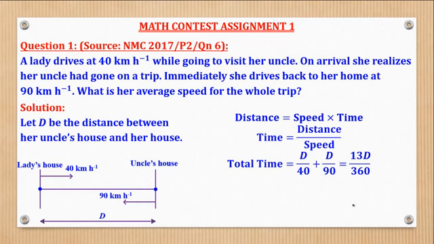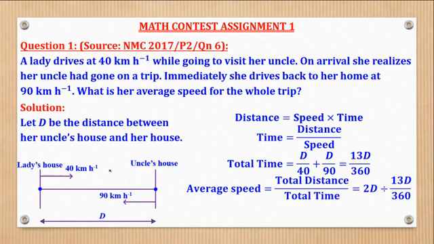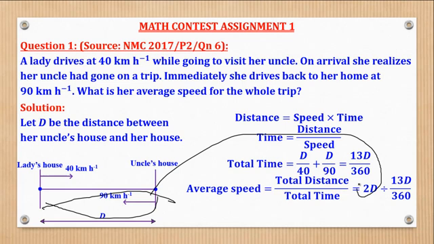So that is total time, but remember, average speed is total distance over total time. So the total distance is 2d. Remember, from here to here, it was d. Then from here back, it is also d. So d plus d gives a total distance of 2d. That is the reason why we are seeing 2d here for total distance. Then divide by this for the total time.